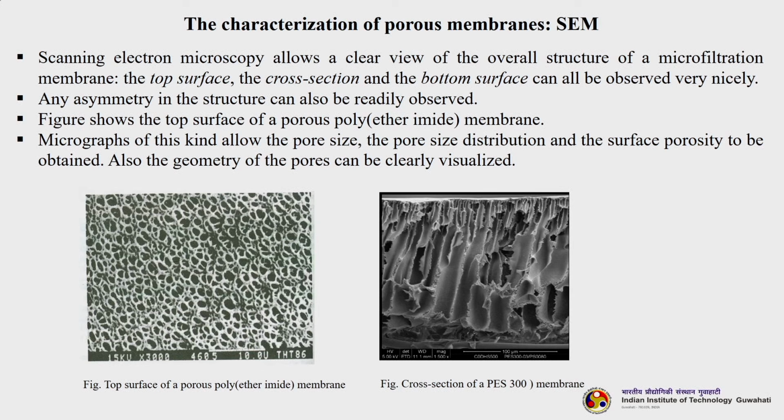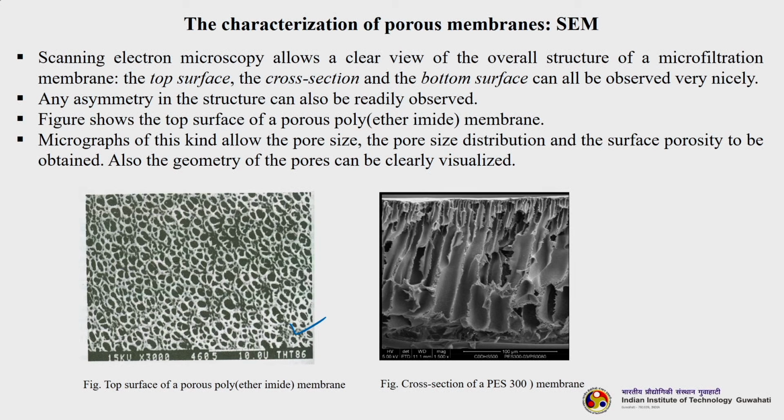The same technique will give us the view of the top surface as well as the cross section and the bottom surface. Any asymmetric structure can also be identified if you look at the cross section. This is the top surface of a porous polyetherimide membrane. A micrograph of this kind allows pore size distribution and surface porosity to be obtained. Also the pore geometry can be visualized.